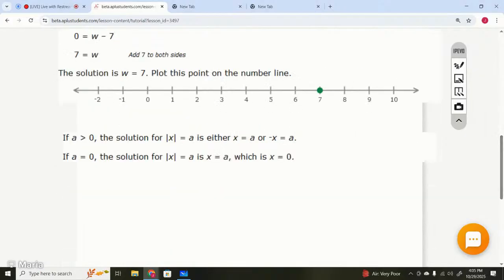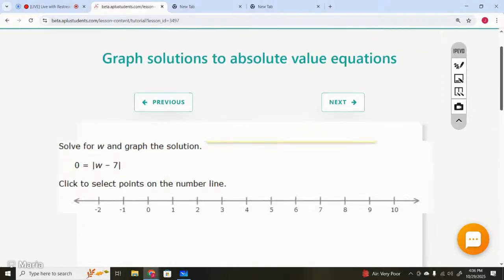If a is greater than 0, the solution of the absolute value of x equals a has two values. And if a equals 0, the solution of the inequality is absolute value of x equals a. Let's just start with the test questions.